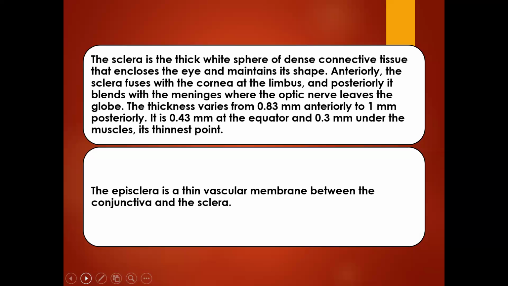There's another part you need to know known as the episclera. Episclera is a thin vascular membrane. It contains vessels between the conjunctiva and the sclera. So that is where you find the episclera.